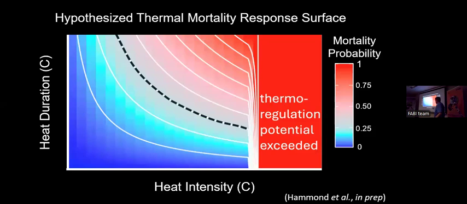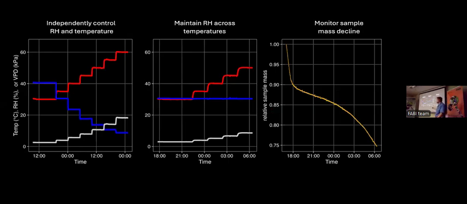Furthermore, right now we just use a heat intensity framework, like what's the temperature that could kill? And we need to start building response surfaces like this that integrate heat duration and heat intensity, while recognizing there's probably a temperature beyond which it doesn't matter if it's for a few minutes or a few hours. If you get that hot, you're going to die. There are physical limits to living systems.